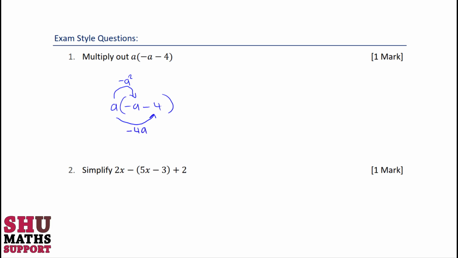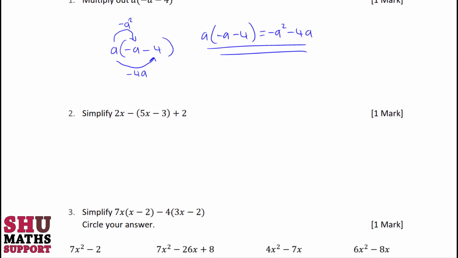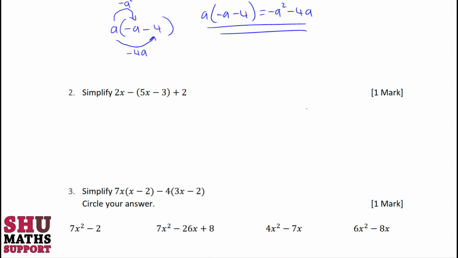So this means we can say that a times minus a minus 4 is equal to minus a squared minus 4a, and that's our final answer. And since there's no answer line here, we're just going to double underline our answer so that the examiner knows that this is our final answer. Now question 2 says simplify 2x minus (5x minus 3), which are in brackets, plus 2.